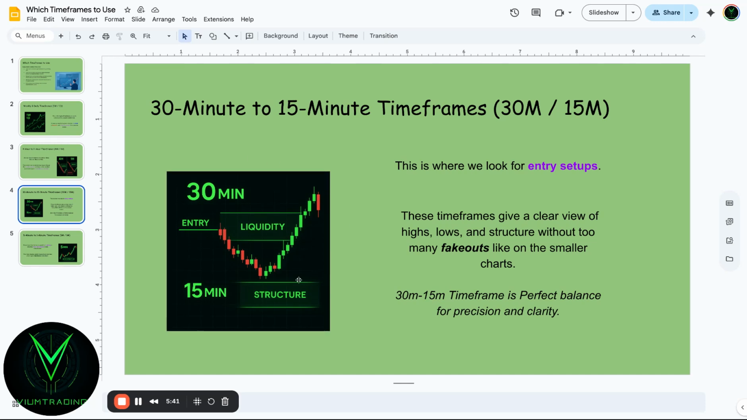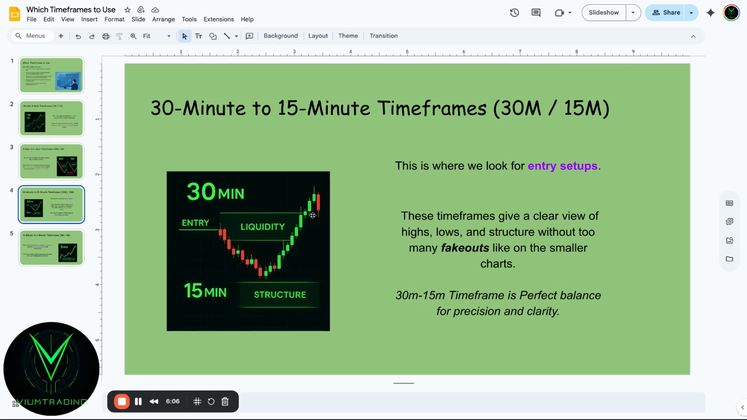All these analyses are on gold for me. So this time frame gives you a clear view of highs, lows, and structure without too many fake outs. Like on the smaller charts, like I said, the 5 minute and 1 minute charts, it gives you a lot of movement, a lot of fake outs. The 30 and 15 minute time frame is the perfect balance for precision and clarity.